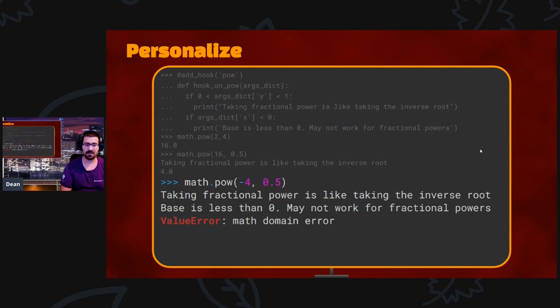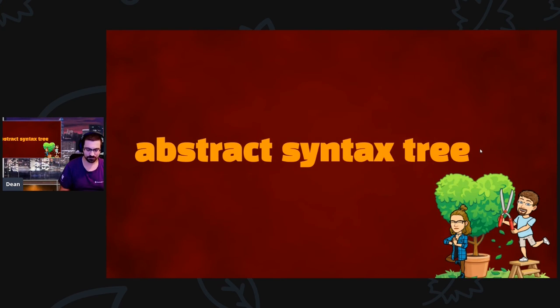Python says math domain error, but that's not very meaningful to the user who's done it, right? They say, okay, what do I get from this message? I'm not sure what a math domain error is. But luckily, the user does use our helper package. And the helper package says, okay, notice that taking a fractional power is like taking the inverse root. And also the base is less than 0. It may not work for fractional powers. Now this is a more meaningful message. The user can copy paste that into Google and understand what's happening behind the scenes.